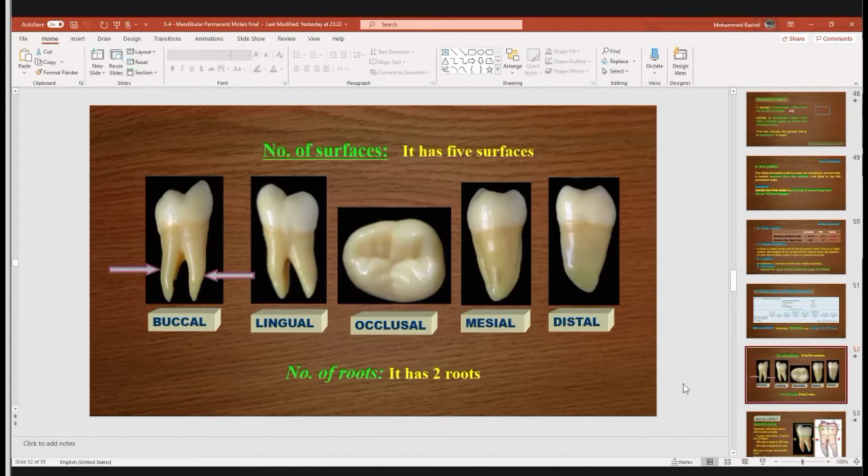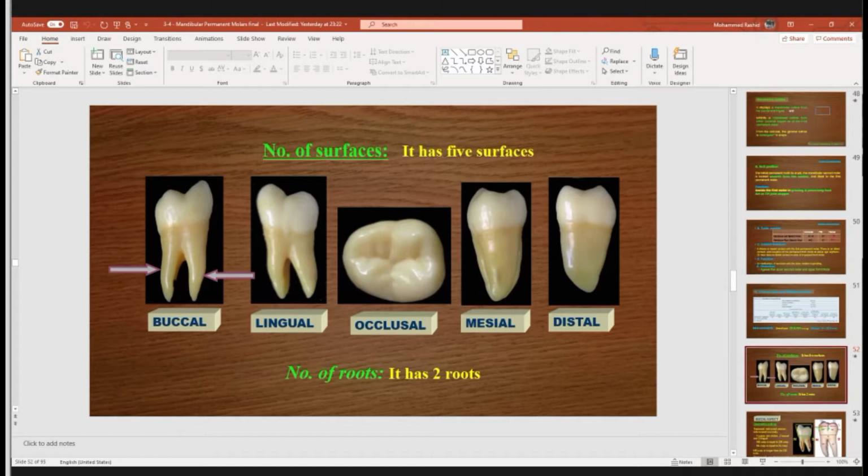Now we come to the buccal aspect. Geometric outline is trapezoid with a small uneven side cervically. So the occlusal table is bigger. The small side is at the cervix and the bigger side is at the occlusal area.